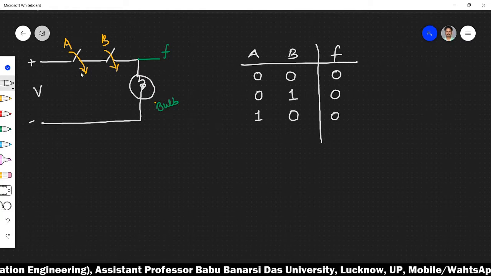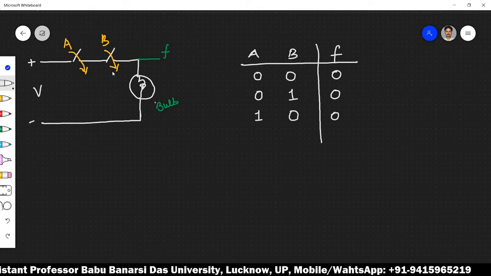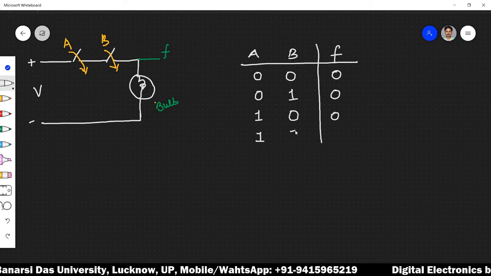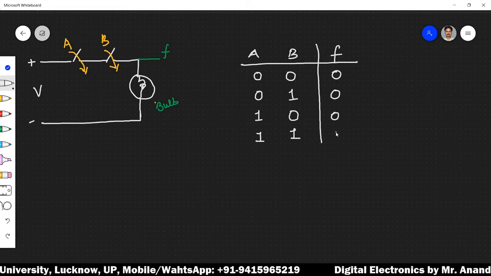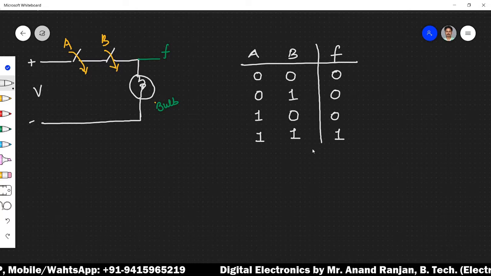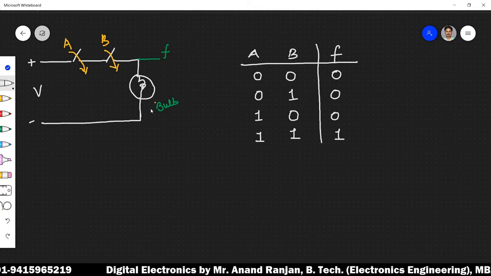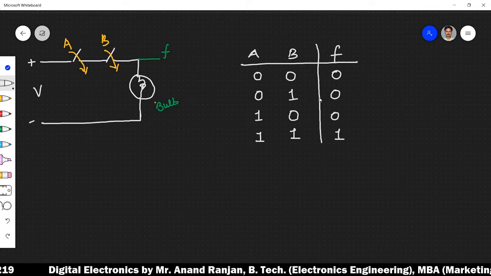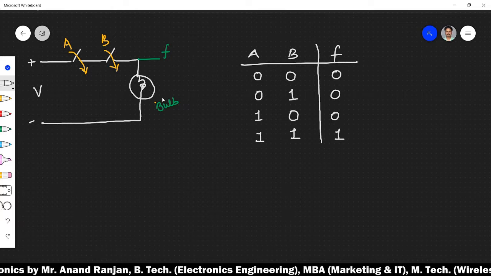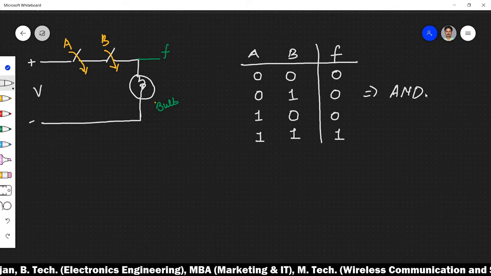And lastly, when both the switches are closed, then of course there will be a path for the current conduction across this bulb and the bulb will glow. So when both the switches are closed, the output bulb will glow. Okay, so these are the entire operational conditions of this specific circuit. And of course this operational data is nothing but the AND operation. This is equivalent to the AND operation.